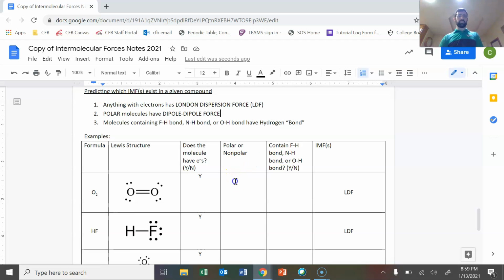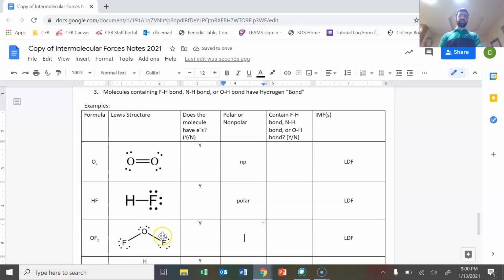Okay, are they polar or nonpolar? So looking at this, is this polar or nonpolar? Well, oxygen and oxygen, they have the same electronegativity, so we could say that's nonpolar. H and F, F is definitely more electronegative than hydrogen is, and you could look at the periodic table, but honestly, you probably won't have to. I'm not going to give you a question where you have two different atoms that have the exact same electronegativity. So if the atoms are different and the dipoles don't cancel out, it's going to be polar. So this is polar.